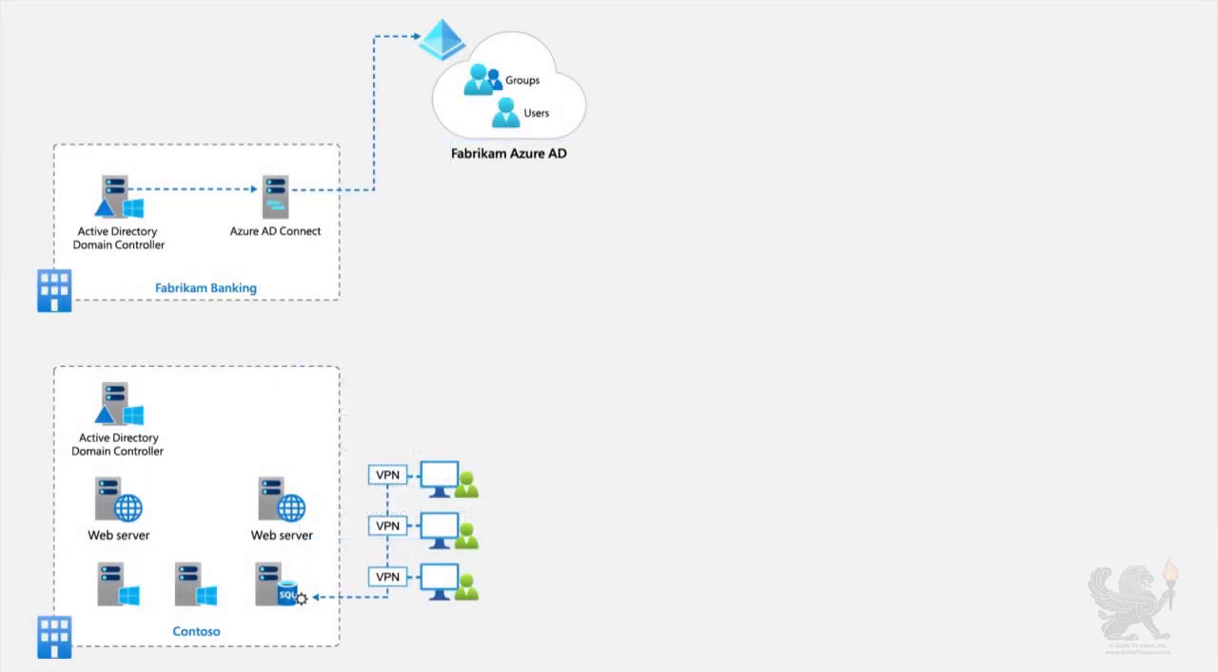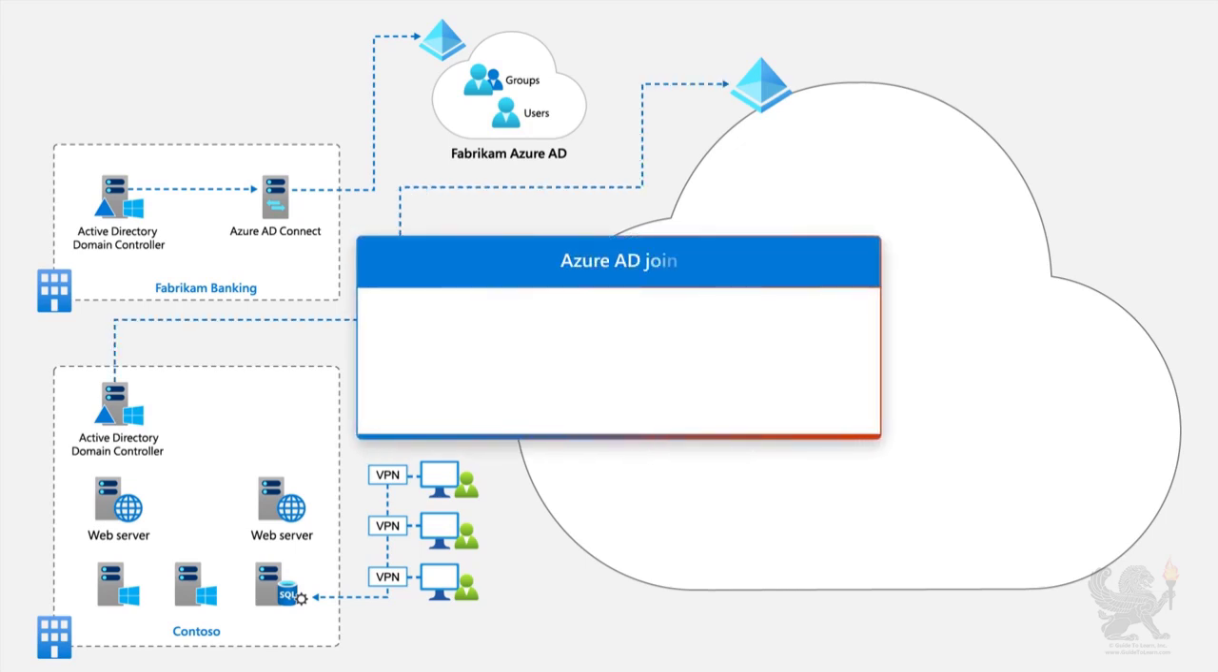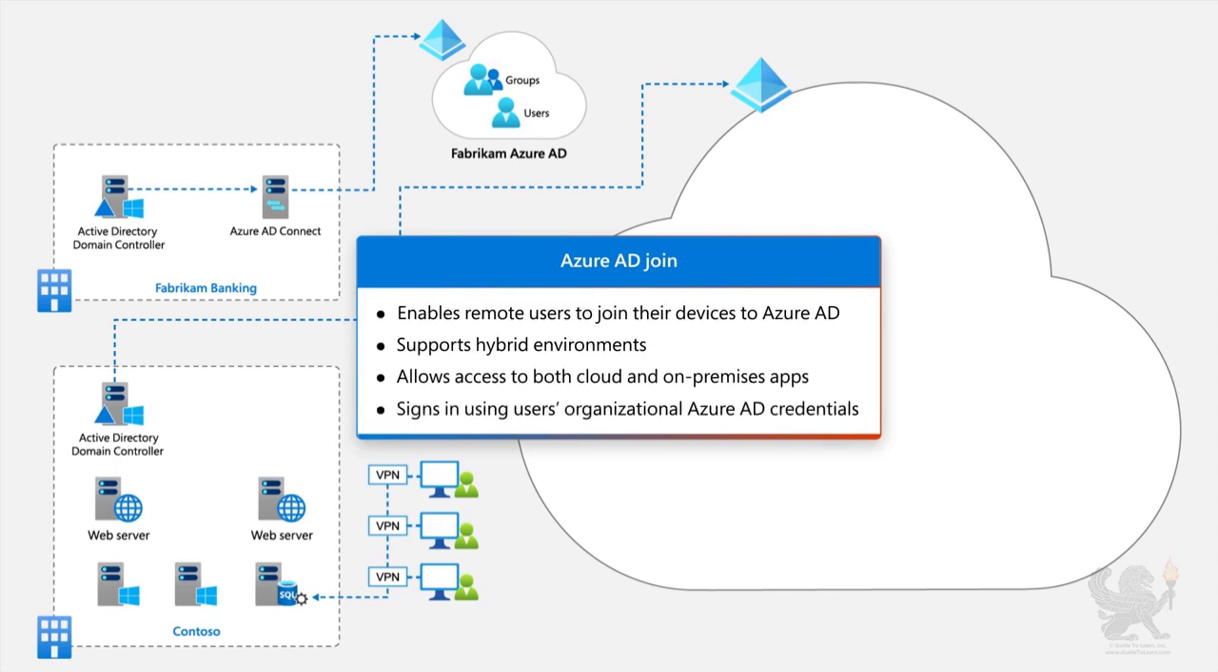The first step in Secy's transition to the cloud-first operational model is to provision an Azure AD tenant and integrate it with the on-premises Active Directory environment. Azure AD Join will enable remote users to join their devices to Azure AD. This integration supports hybrid environments, allowing access to both cloud and on-premises apps and resources. Users can sign in to Azure AD Join devices using their organizational Azure AD credentials, which are identical in both environments.